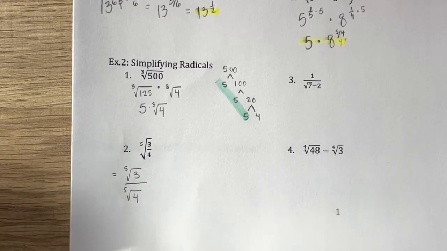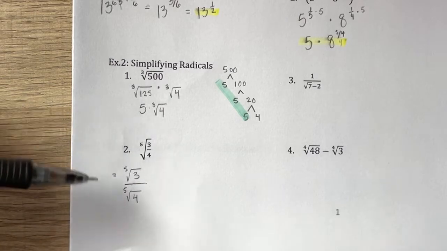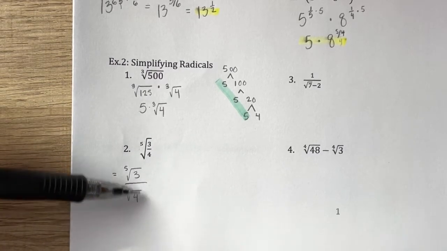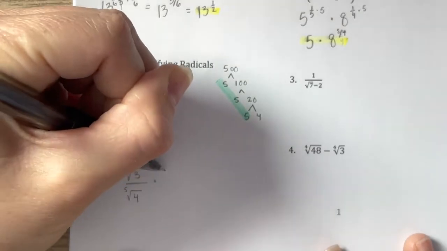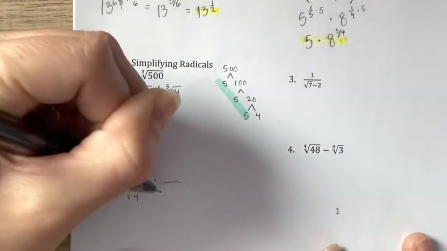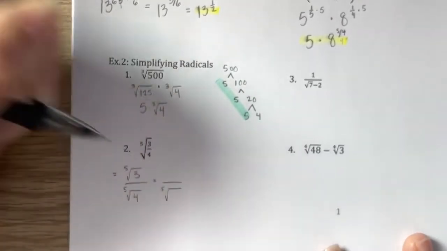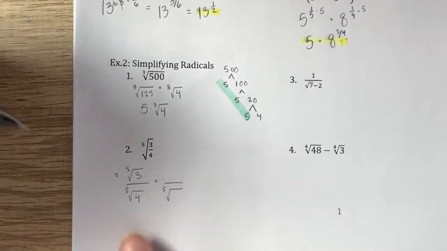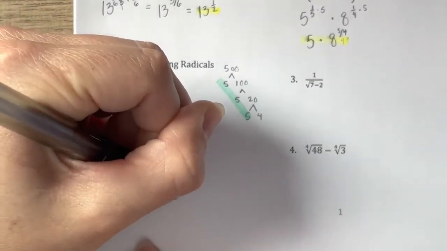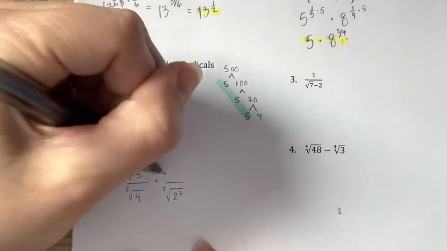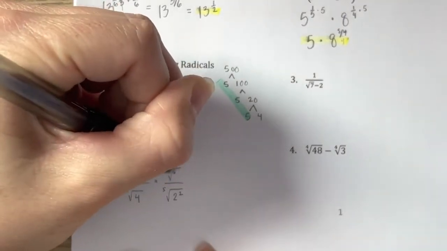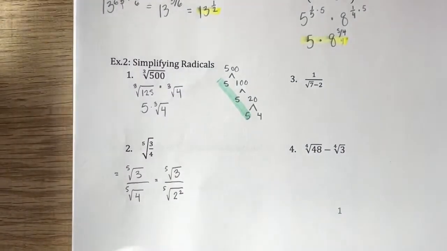If it isn't a square root, what we want to do first is, if 4 can be rewritten as a power, like a prime raised to an exponent, we want to do that. So I can rewrite the 5th root of 4 as the 5th root of 2 squared. I'm not changing the value at all, I'm just changing 4 to 2 squared. And there's still the 5th root of 3 in the numerator.